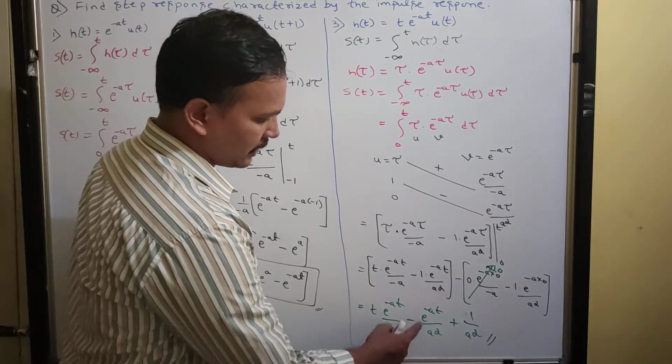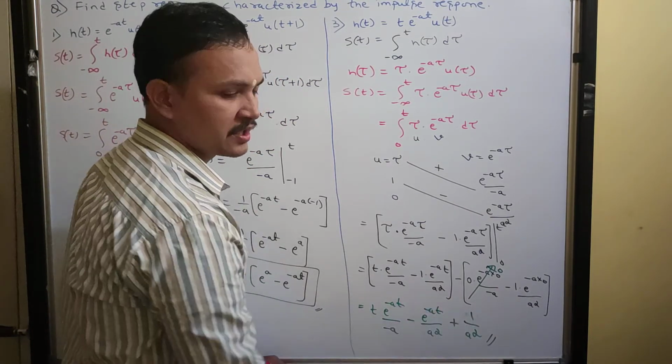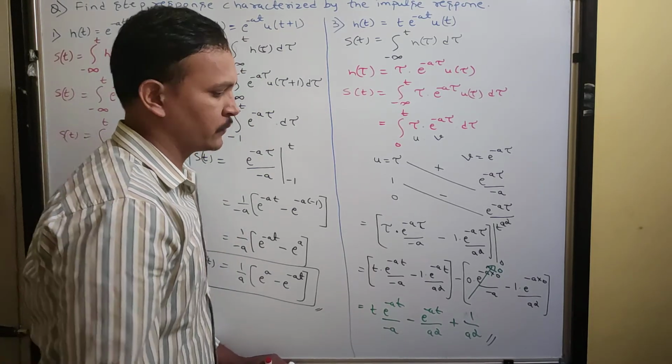Further you can simplify: you can take 1 by a square as a common factor and group those terms. That is also recommended.